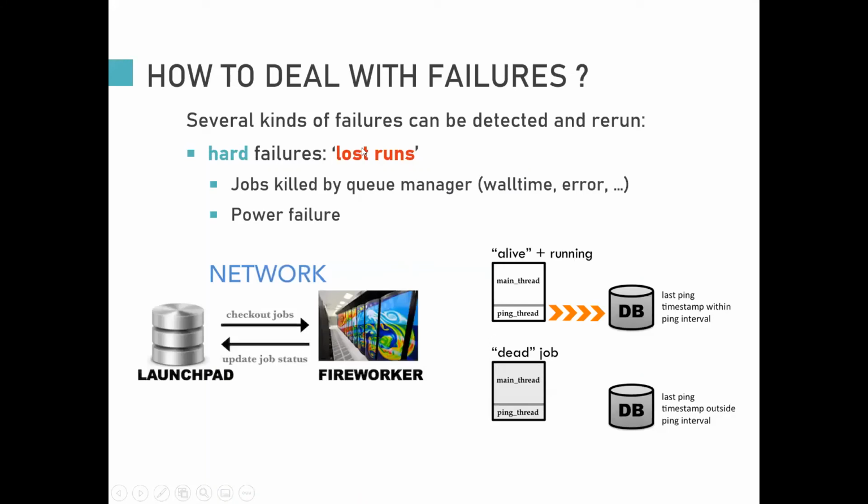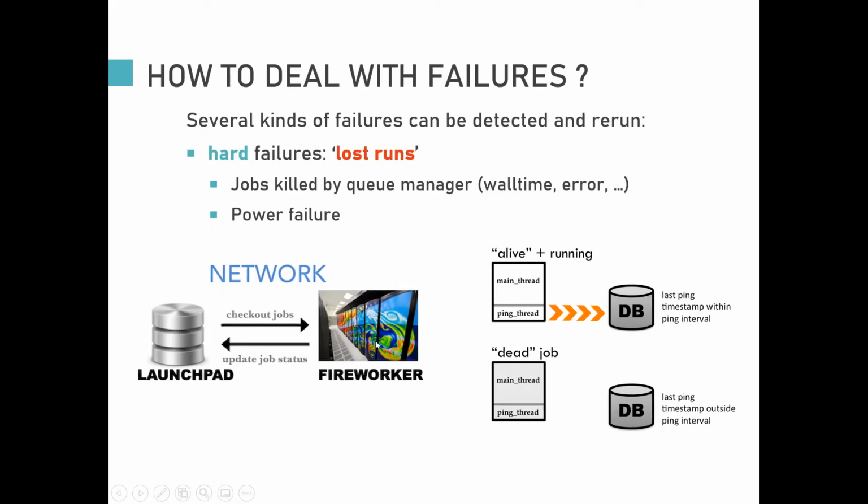The second kind of failure is more like hard failures. We call these lost runs. Basically, when you have a job that is killed by the queue manager, for example, for the wall time, or due to a memory error or a power failure of your cluster or your computer, then basically what happened? The worker pulled the job from the database. So now in the database, the firework state is running. Now the worker is killed by the wall time, so it cannot update the status. So while it is killed here and not running anymore, the state in the database is still running.